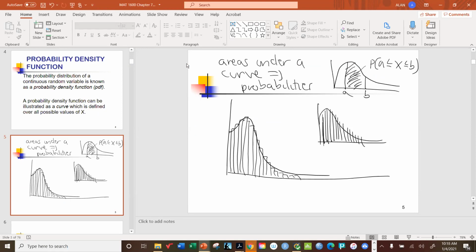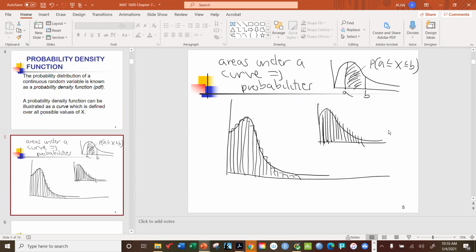All right, so now we're thinking in terms of areas. We have a curve instead of bars, and we have areas that represent probabilities. So when we calculate probabilities in this section, we're actually calculating areas. So we're actually using geometry in this case. And the formula, the probability density function, is designed to make sure that it obeys all the axioms of probability.